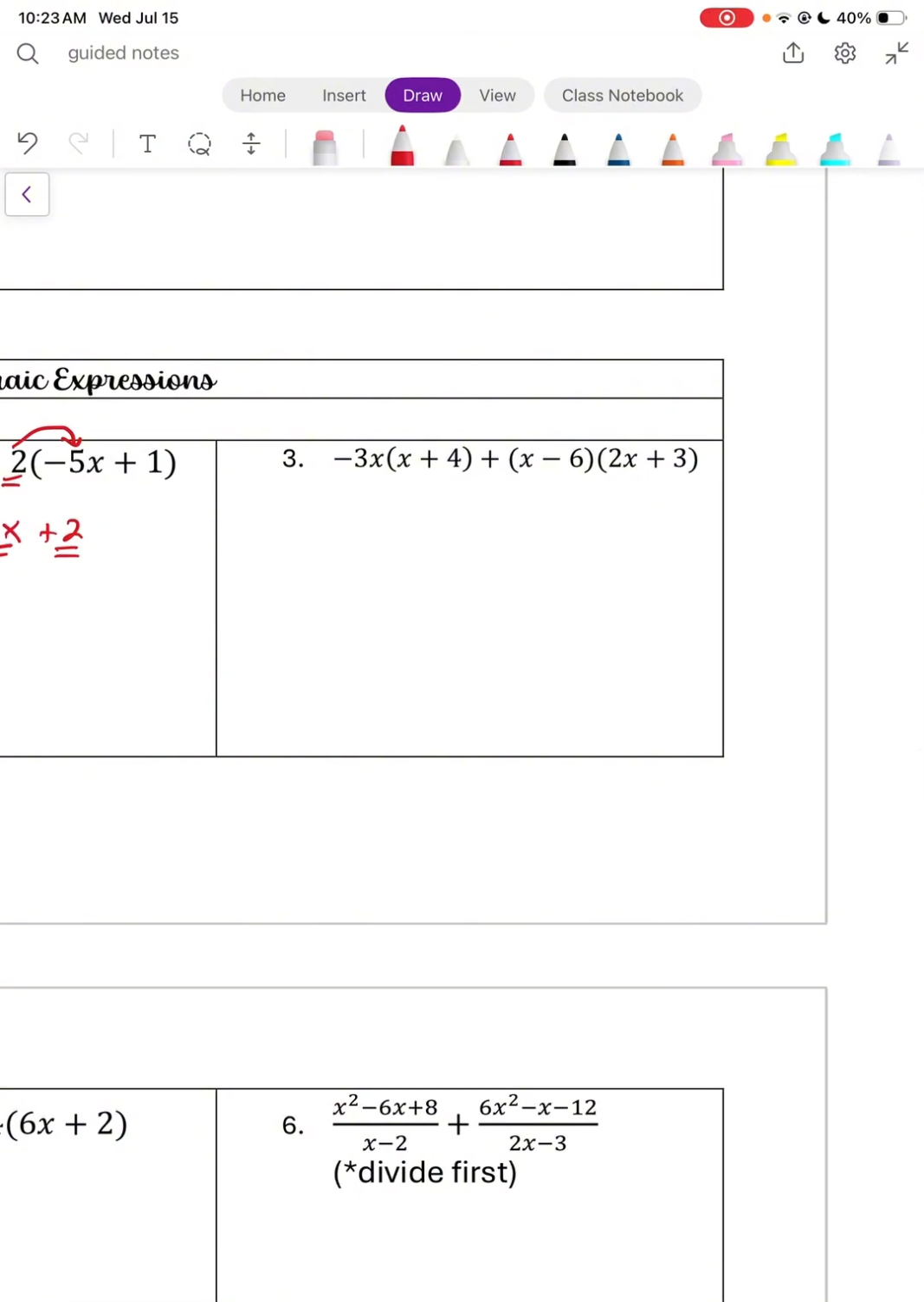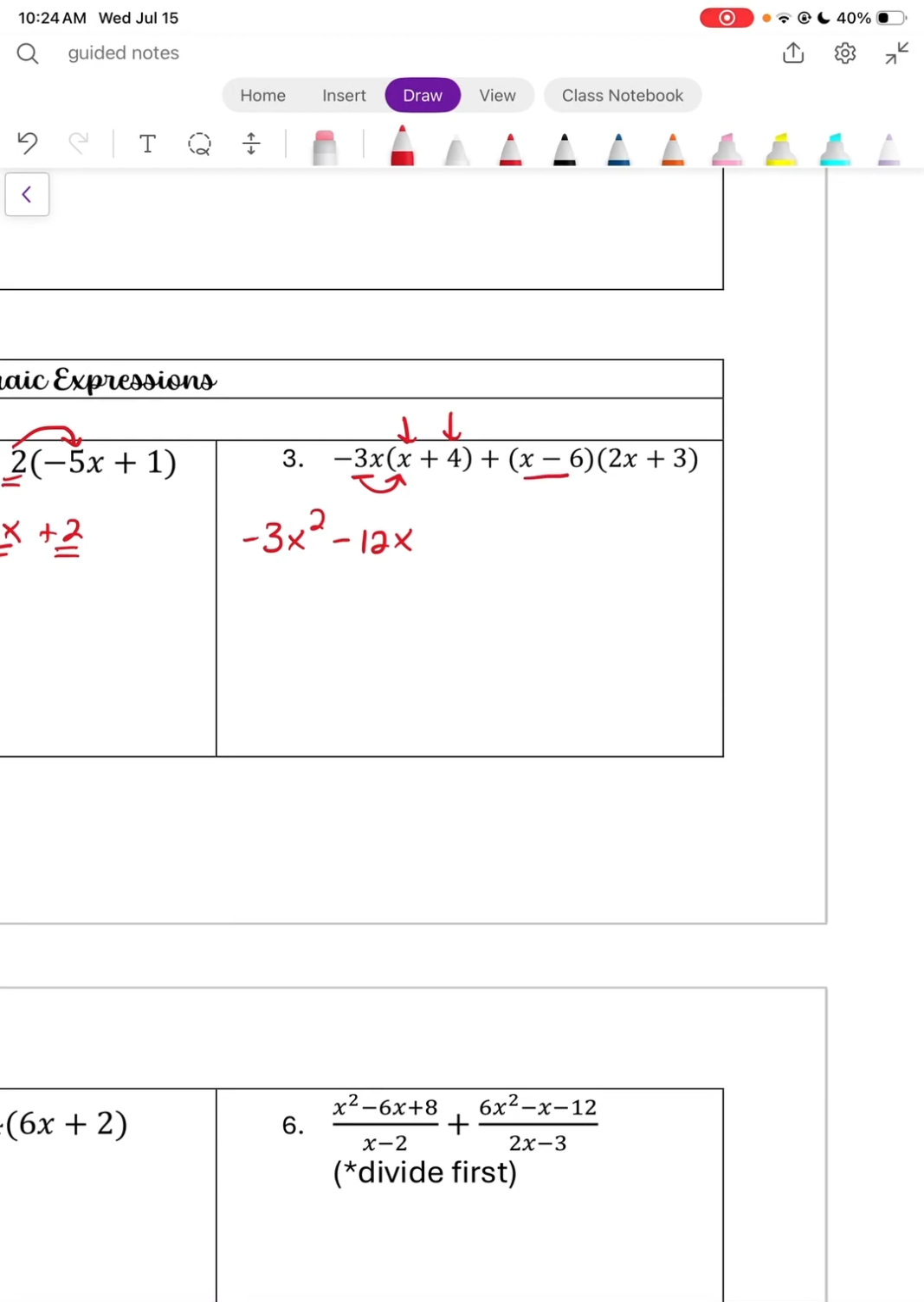Next one, same thing. Negative 3x is being multiplied by both of these. Even though they're not like terms, they can still be multiplied. You only multiply the pieces that are alike. Negative 3x times x, negative 3 times 1, x times x gives you x squared. Negative 3 times 4, multiply the negative 3 times the 4, and leave the x alone.